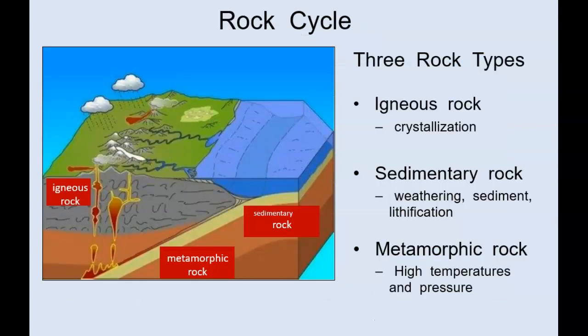All right, so here's the second cycle that we'll look at, and that is the rock cycle, which is highly tied to the tectonic cycle. That's why you see the same image over here, but with a few different labels. The rock cycle is split into three different types of rocks, as many of you probably know. Those three types of rocks are igneous rocks, sedimentary rocks, and metamorphic rocks.